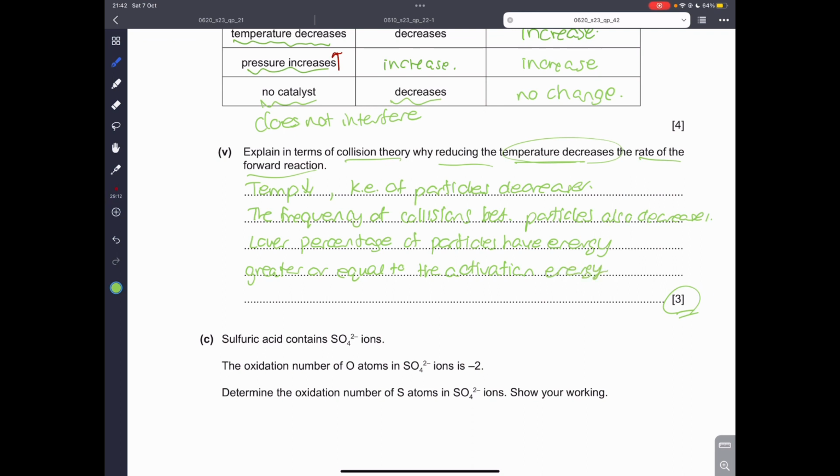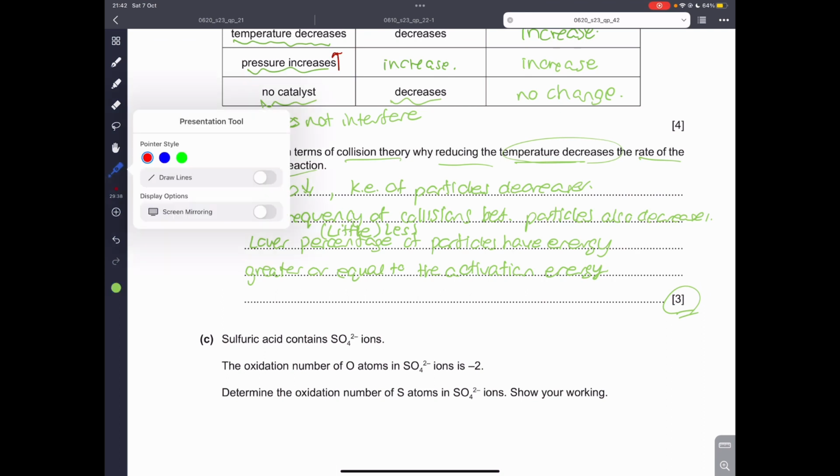Essentially, the frequency of the collision of the particles decreases, so fewer particles, or you can say a low percentage. I prefer using the words less particles, have less energy greater than or equal to the activation energy. This is why reducing temperature will decrease the rate. Okay.